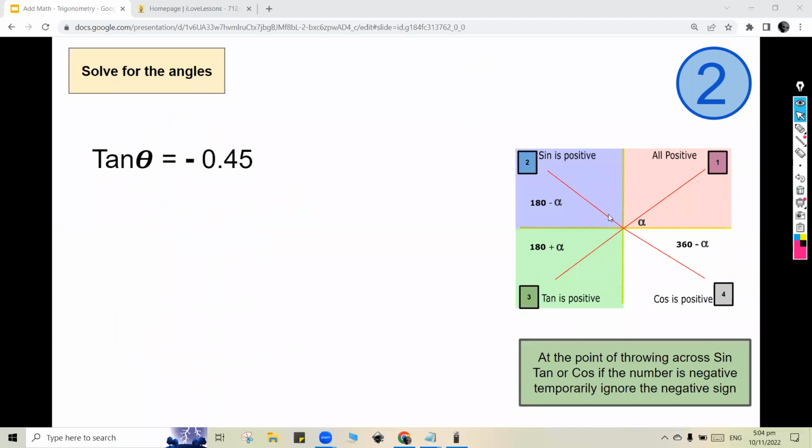So let's try question 3. All right, so this question here, the only difference is I just put what? A fraction. So let's go through this question together again. It only has one person to throw across, and that is sine. At the point of throwing across the sine, as the sine falls to the other side, he changes to sine inverse. And he asks himself, hey, what number am I falling on? Is that positive or is that negative?